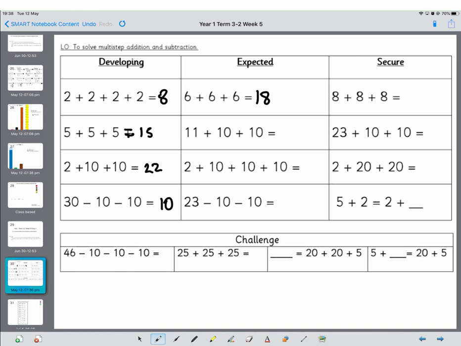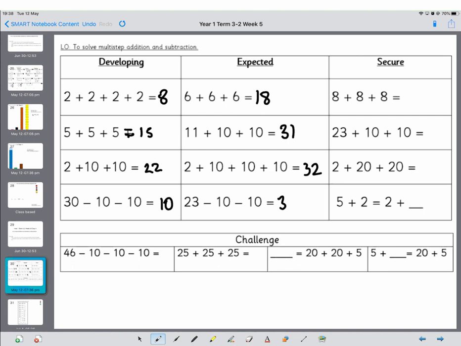And now we're counting on in 10. So we start with 11, so one 10 bar and one 1. Then we've got 21, 31. This time we're starting at 2 and we're adding 3 sets of 10 bars. So 2, 12, 22, 32. You also could do that on the number square by counting down. And then 23 minus 10. Take away one of the 10 bars, that leaves you 13. Take away another of the 10 bars and that leaves you 3.